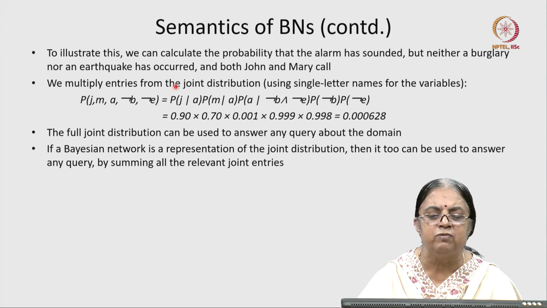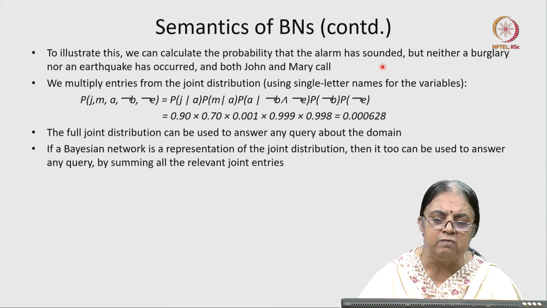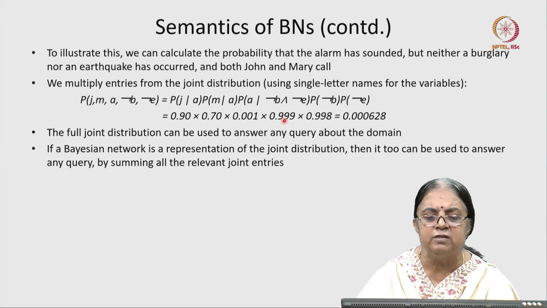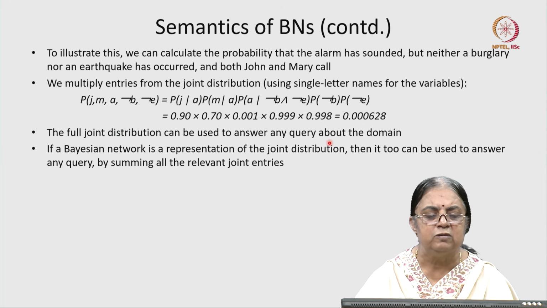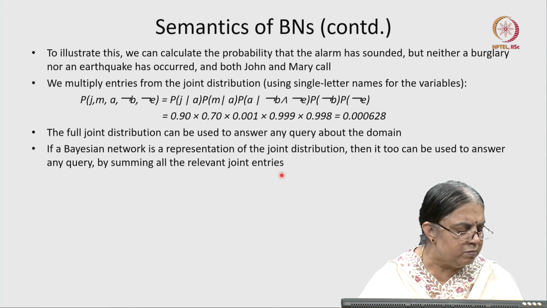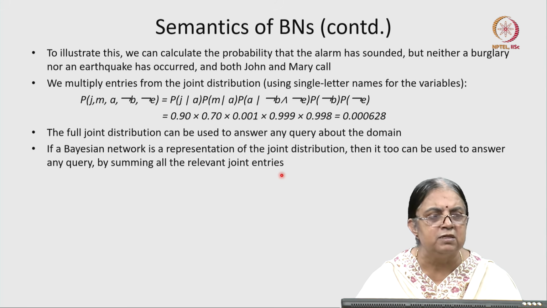So, what we have found is the probability that the alarm has sounded, but neither a burglary nor an earthquake has occurred, and both John and Mary call. Even if you use your full joint distribution, you will get the same answer, and you can use your Bayesian network, which makes it easier basically.